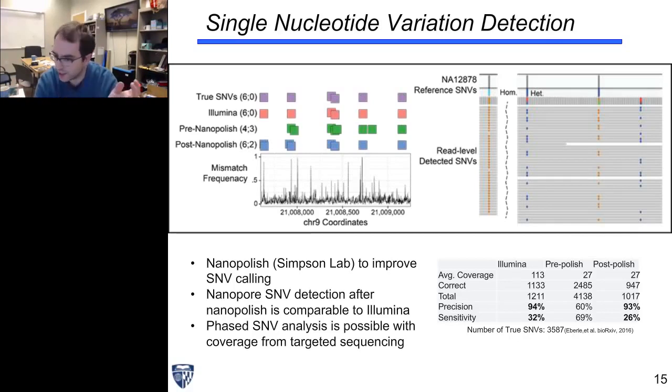So that's pretty good. And looking at it over the entire region, as shown in the bottom right table, after nanopolish, we have a precision of about 93% in calling SNPs and sensitivity of about 26%. This is not that dissimilar from the Illumina data covering the same region. Sensitivity refers to actually picking up. Precision says how many times you're right. Sensitivity says how many times you catch it at all. So we didn't really catch it some of the time, but that's again due to how we designed the probe.